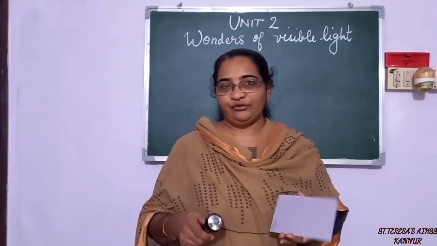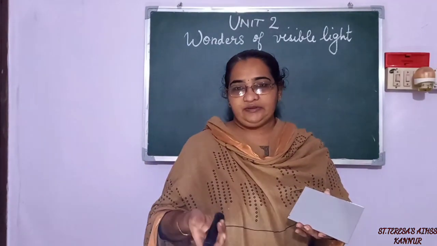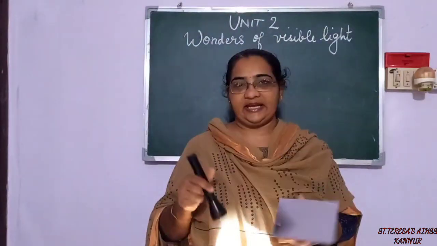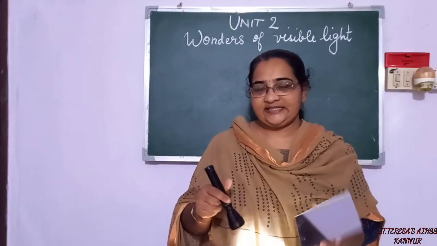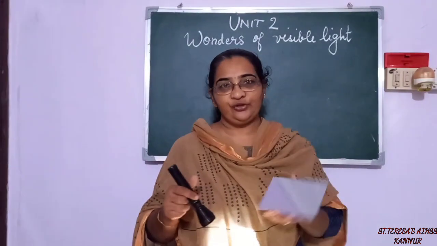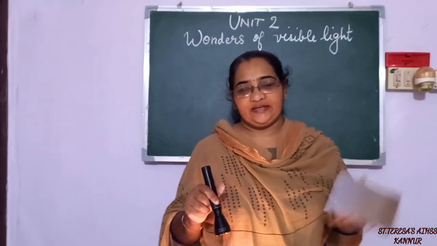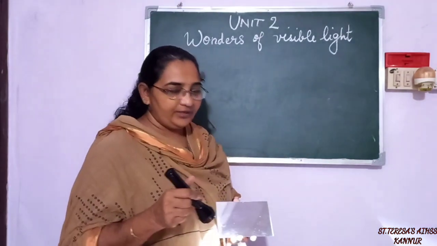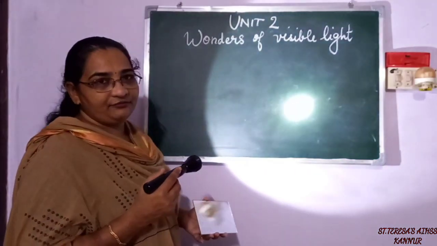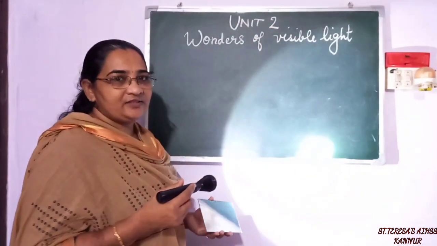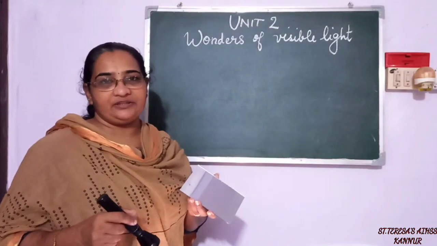Yes, I am going to turn on the torch and make this light appear on another surface. So here I am going to make the light of the torch fall on the board. So please watch. How can I make it fall? Directly I can make it fall. What are the other methods by which I can make it fall if I have a mirror with me?